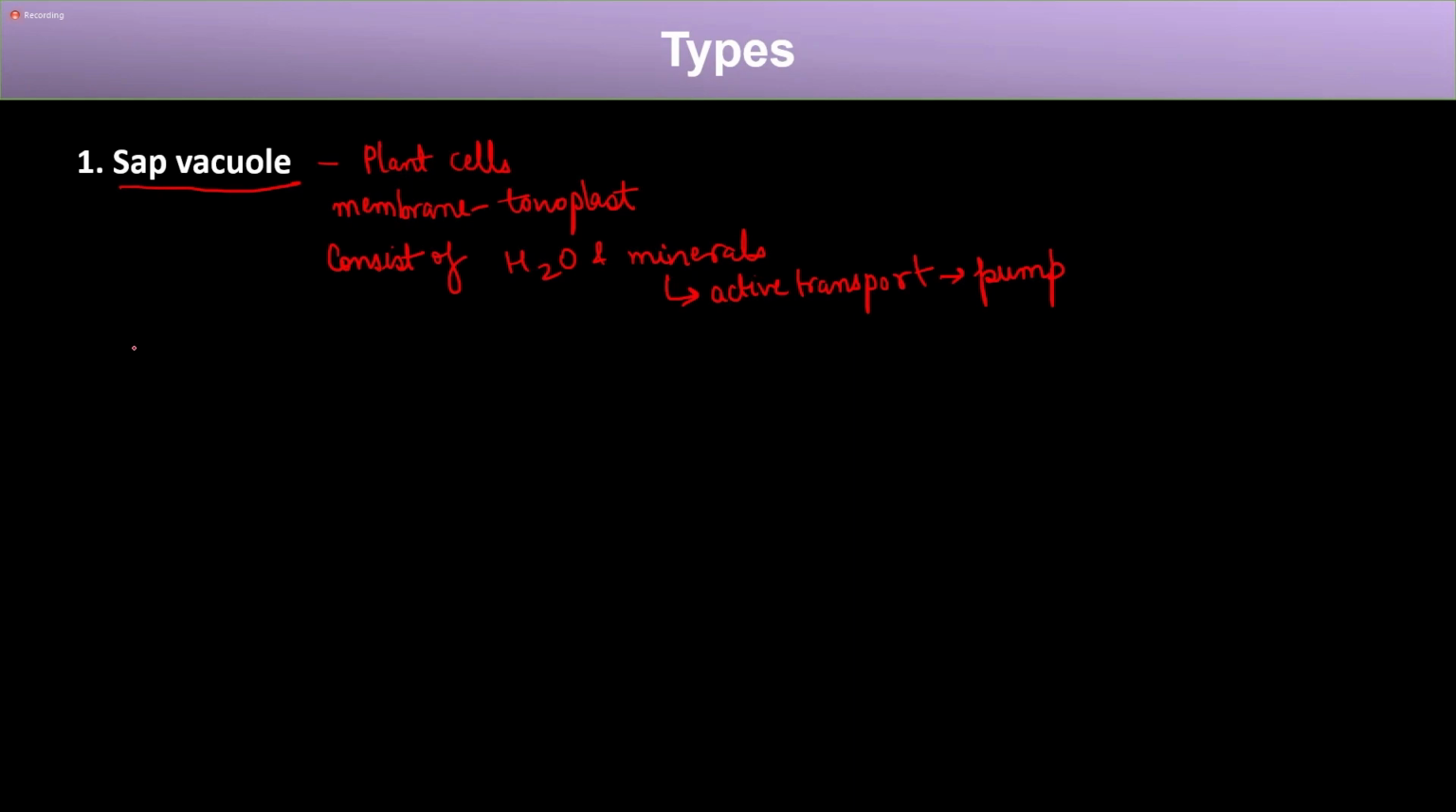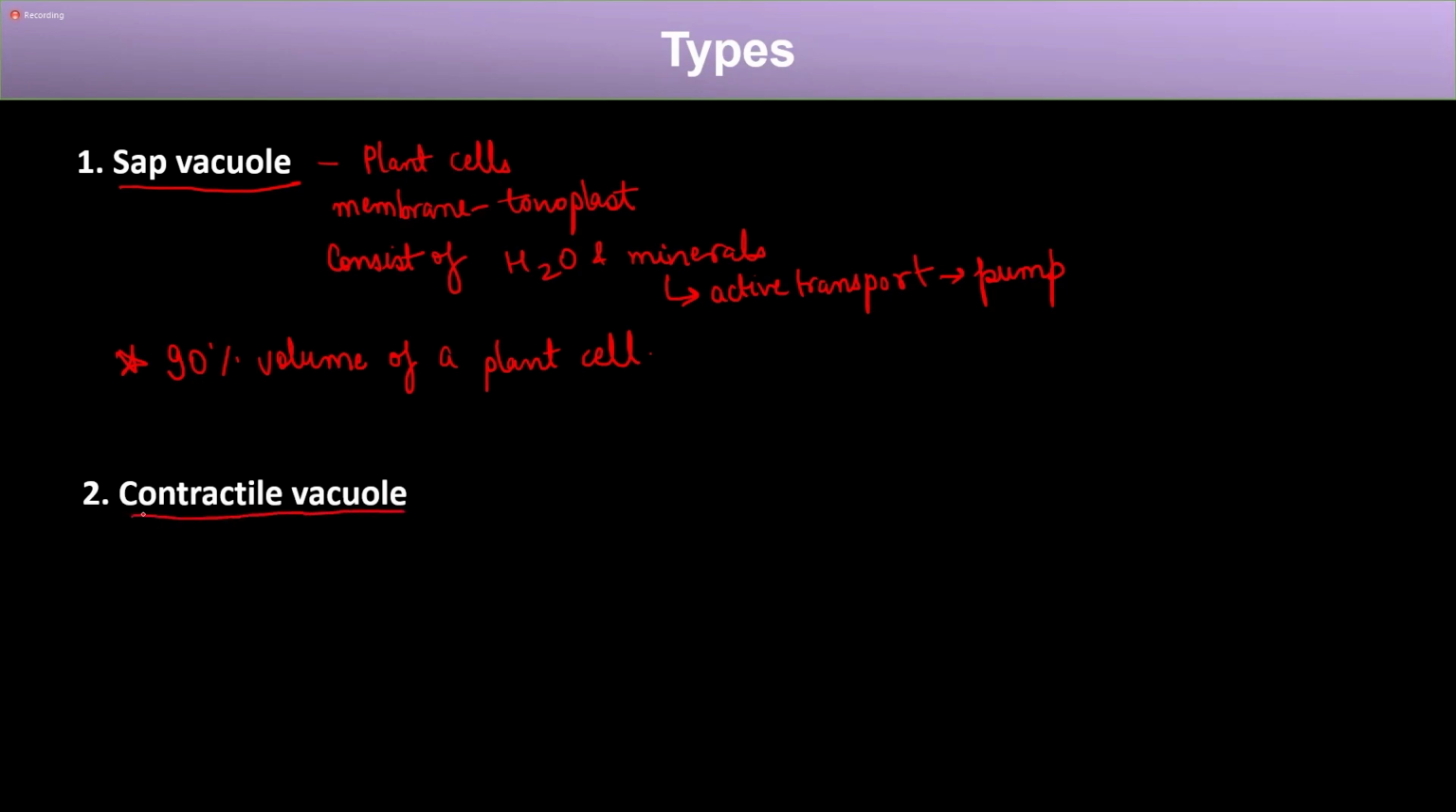And this sap vacuole is very large in size, and it constitutes 90% volume of a plant cell. Okay. Now, the next type of vacuole is contractile vacuole. As the name suggests, it has contractile, that is contraction. So this vacuole can change its shape.